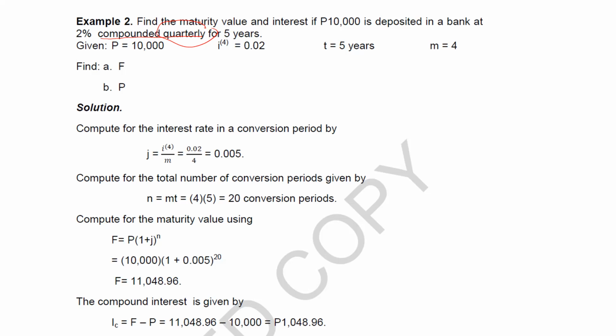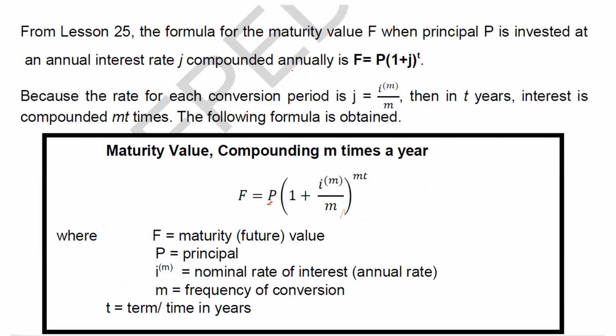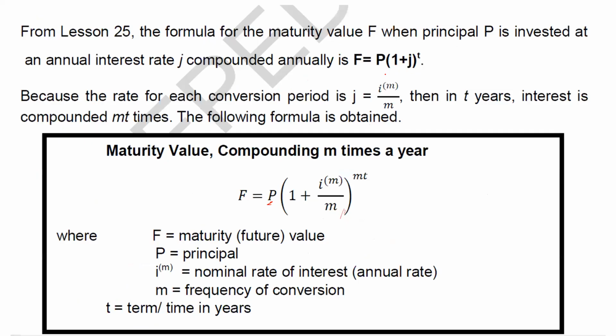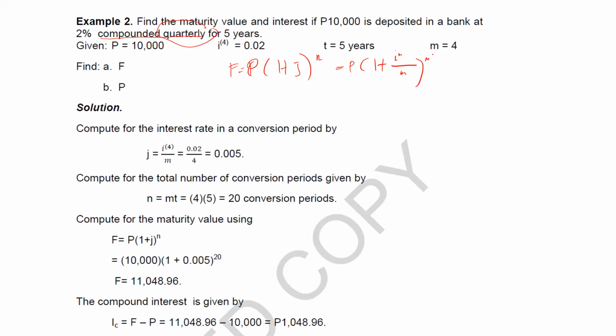So here, the formula we will use is F is equal to P times 1 plus J raised to MT. The MT is N, raised to N. Or F is equal to P times 1 plus I over M raised to MT. They are just the same, just shortened. Okay. So here, there is a solution.